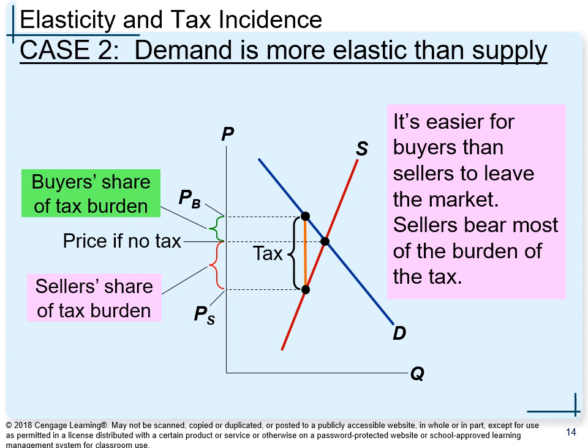At the end of the day, the takeaway, and the thing to memorize if you're a person that likes memorizing things, is that the side of the market that has the more elastic curve is going to bear a lower burden of the tax. All right, the side of the market that has a more elastic curve is going to pay a lower share of the burden of the tax.